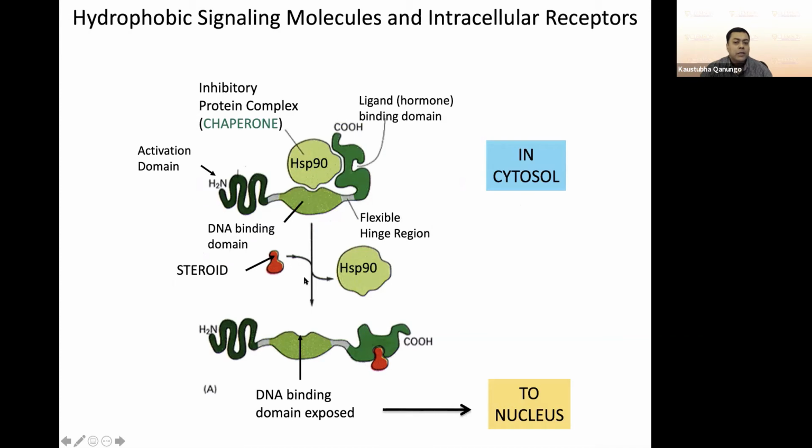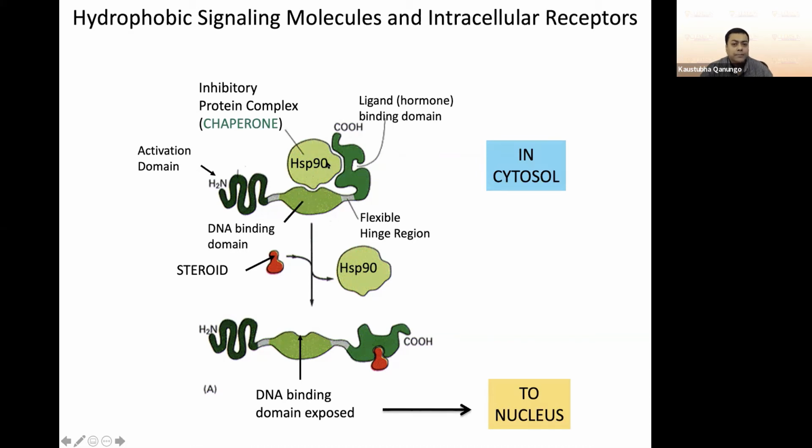So here, just know how hydrophobic signaling molecules and intracellular receptors work. Always remember when you are studying these, some of the questions can be asked like this: suppose this is a DNA binding domain, and if we mutate this domain so that DNA cannot bind, what will actually happen? Very simple: if it cannot bind the DNA, then there will be no signaling, because this is a transcription factor.